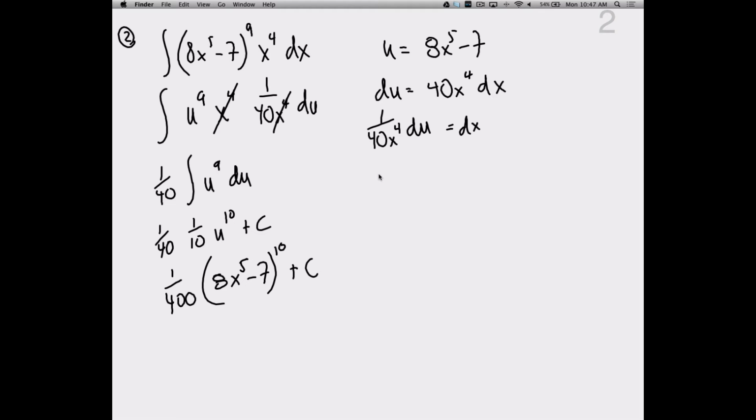Can you imagine having spent the time multiplying that thing out and then taking the antiderivative and realizing it's just that nice little thing? Okay. Any problems so far? You will, at some stage, pick the wrong u, but that's okay. Let's switch to 3.